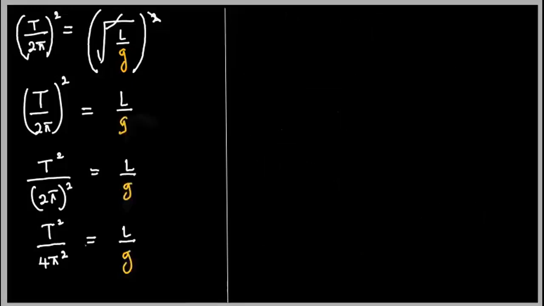So what next here? At this point, I'm going to cross and multiply. Note what we have to find, G. So G times T squared gives us G T squared, equals L times 4 pi squared, which gives us 4 pi squared L.